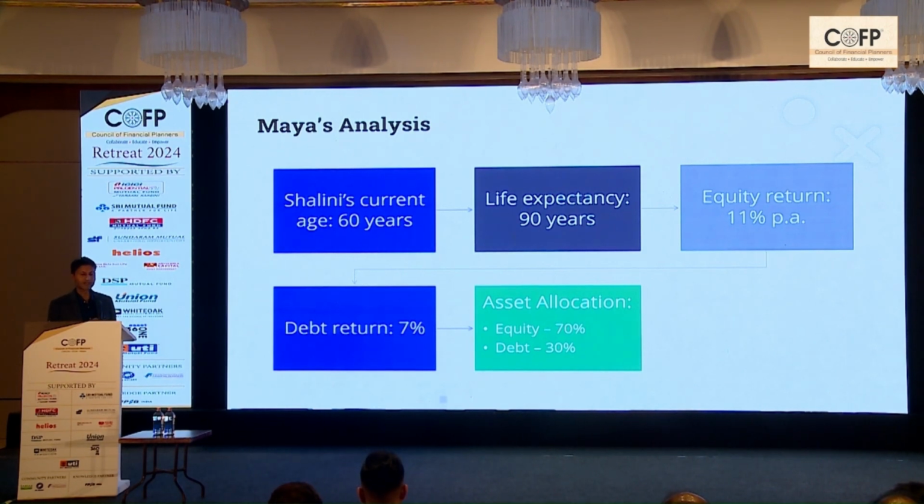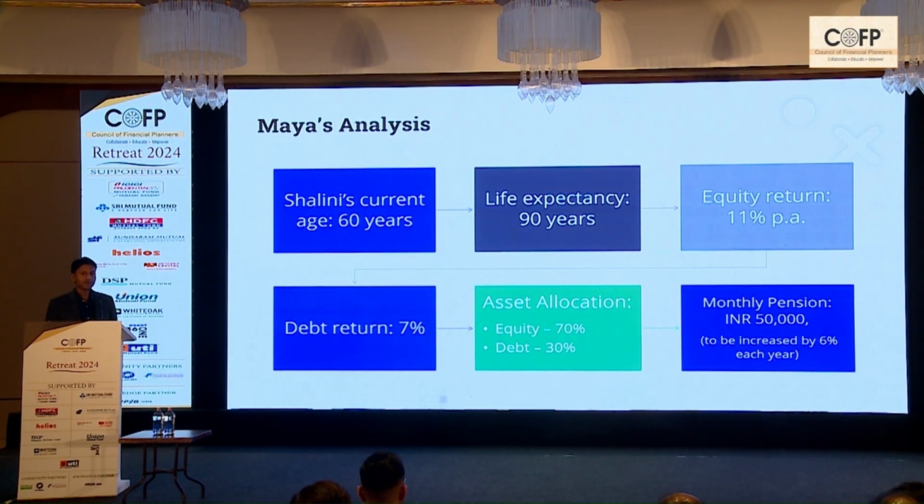It's an aggressive allocation based on Shalini's profile. And she calculates a monthly pension of 50,000, which can be increased by 6% each year. The way she arrives at this is exactly the way we looked at retirement computation in one of the previous slides, in which we are factoring in an adjusted rate and calculating how much income can be drawn.